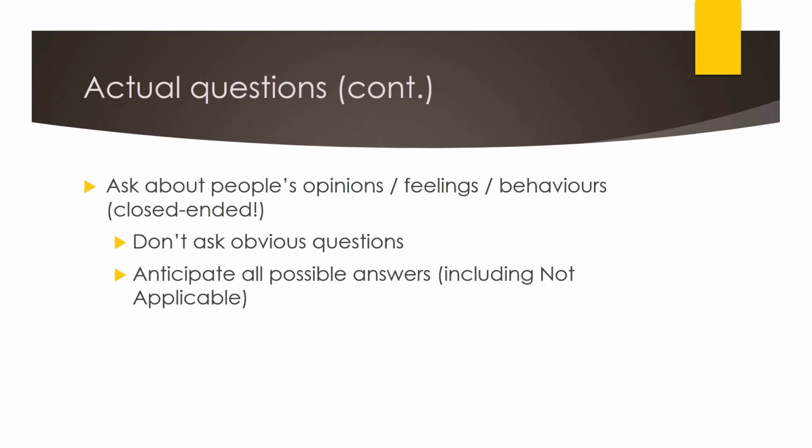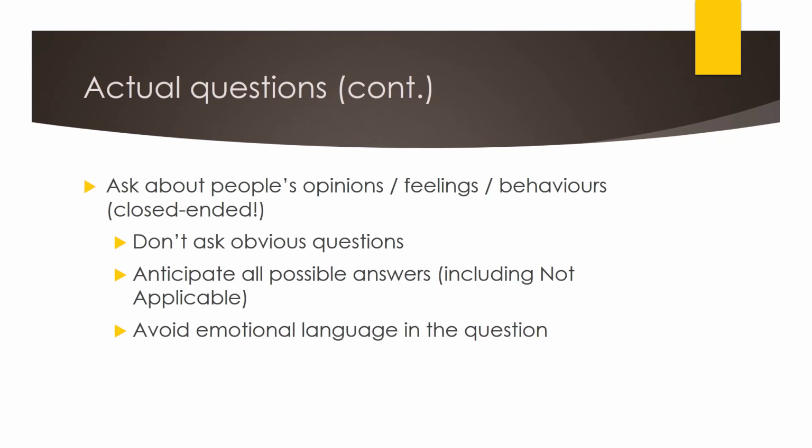You need to anticipate all the possible answers, including not applicable. So if you ask, for example, which of these do you recycle, that's already presuming that people recycle. So you have to include an option like none of the above, or not applicable, or something. Anticipate what people could possibly need as an option there.